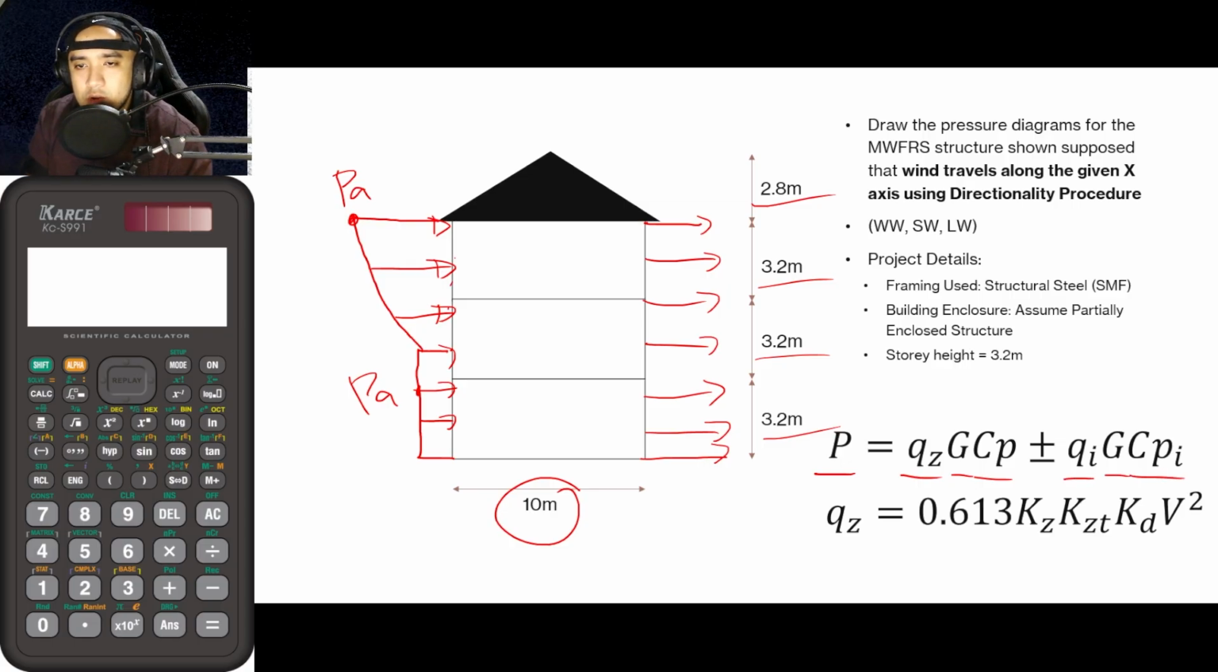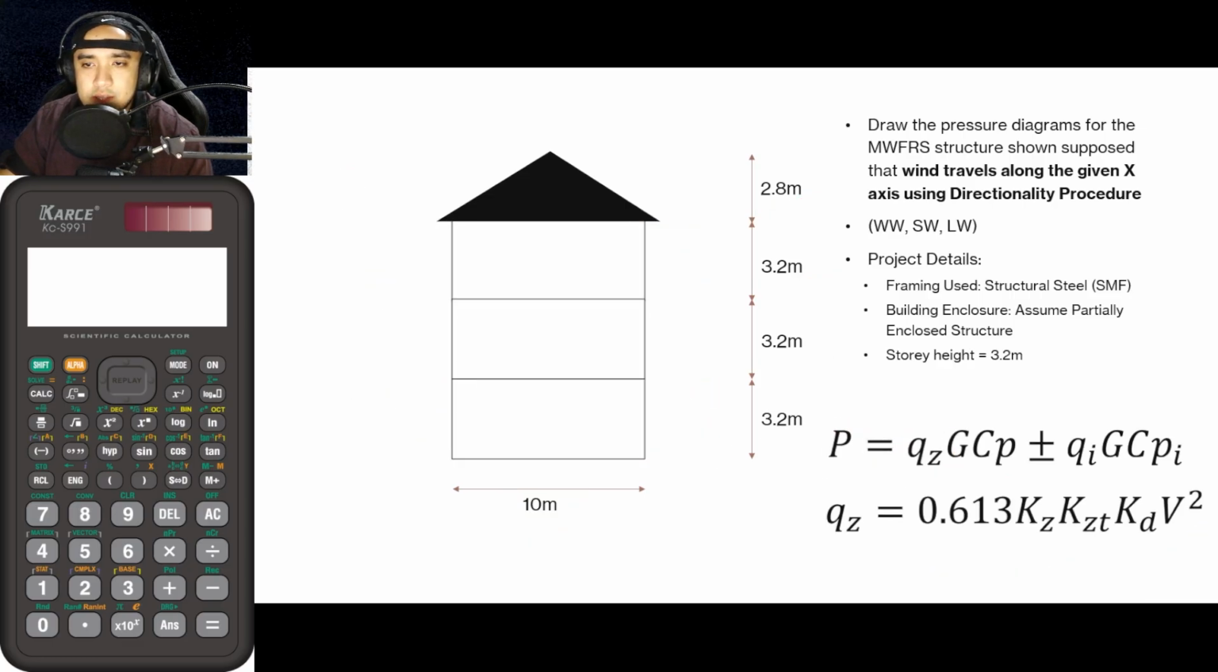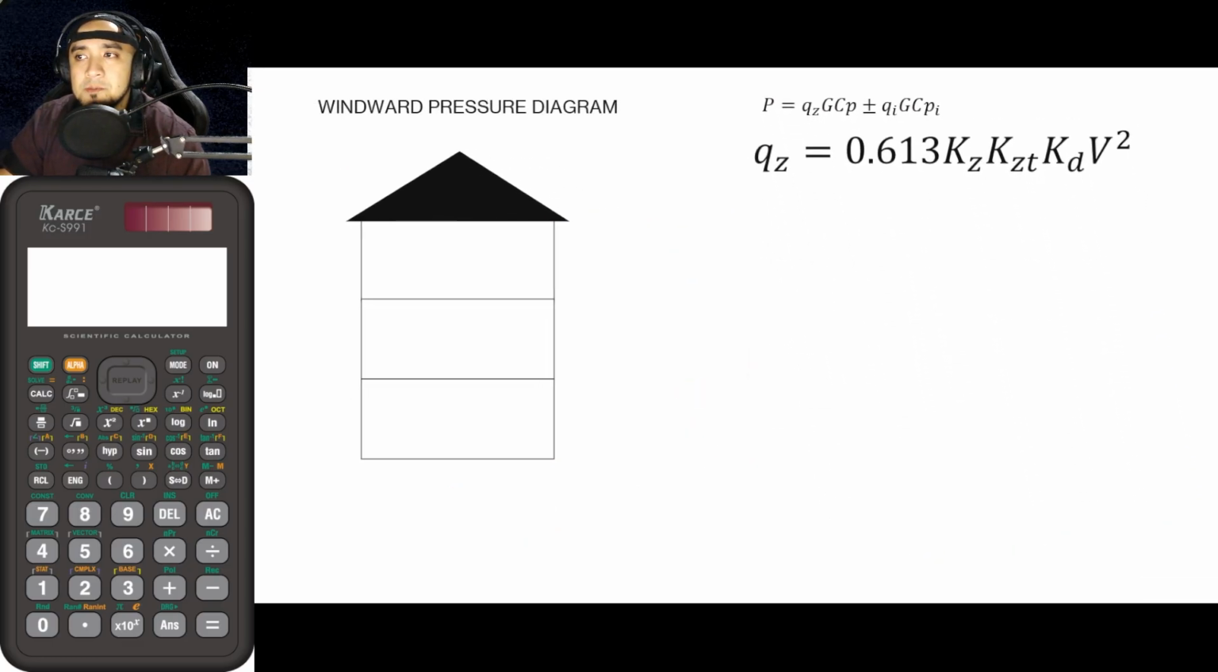But take note that in order for us to solve for the value for P, we must solve for the value for QZ. So from that, the first thing that we will solve for is, of course, the value for QZ, given an equation of 0.613 KZ times KZT times KD times V squared. Okay, so again, let us emphasize on that equation first.